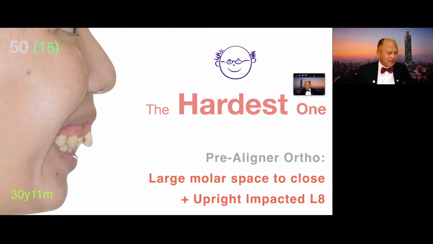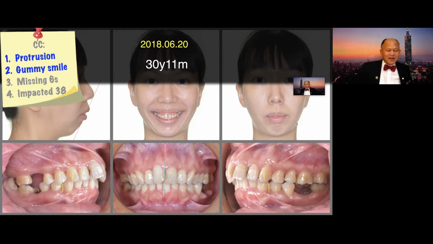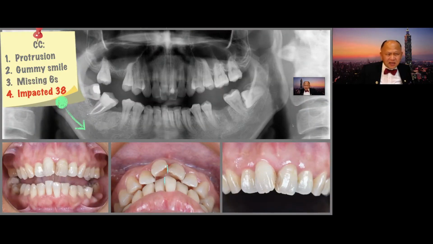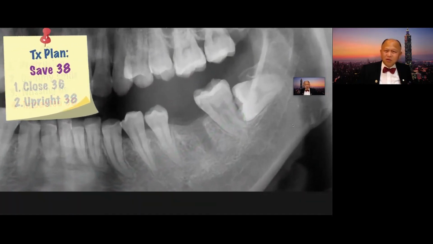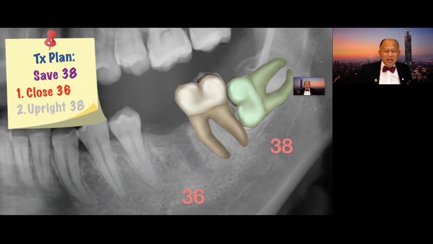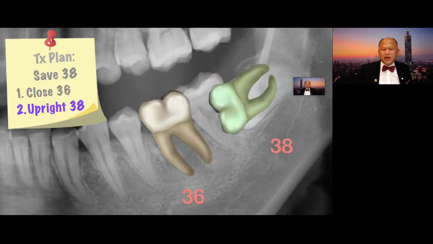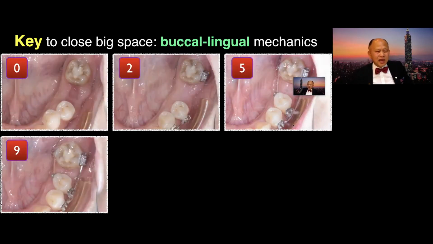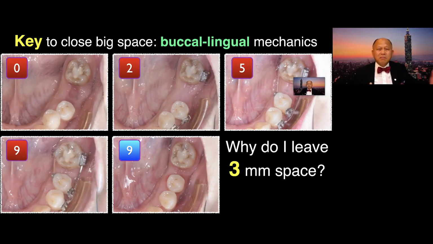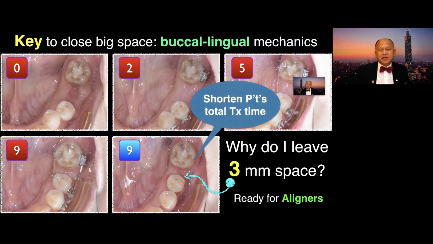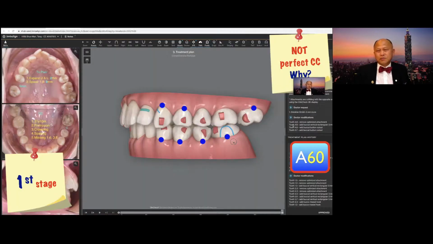Hardest one. How to fix this one? Protrusion, gummy smile, missing, impacted. Oh, very difficult. If our plan is set A and we need to close 6 and we need to upright 8, how can you do that with aligner? Key: buccal mechanic. And people will say, why do you want to leave 3 millimeters? 3 millimeters is okay. The aligner can handle this 3 millimeters. We are ready for the aligner because we want to shorten the patient's total treatment time.